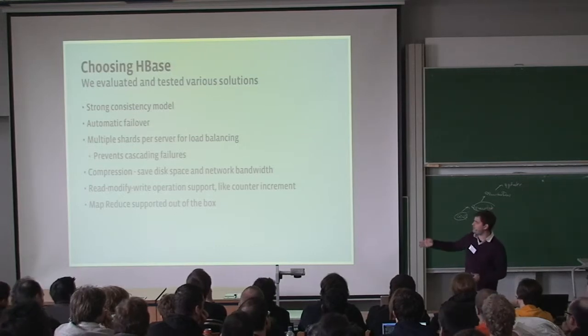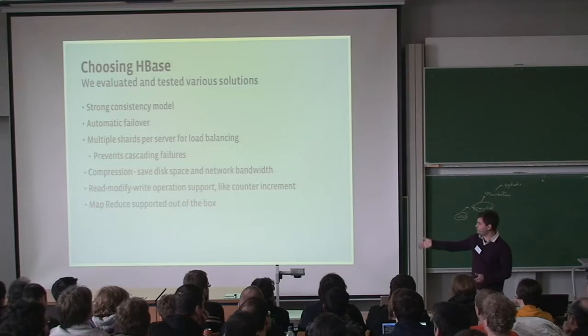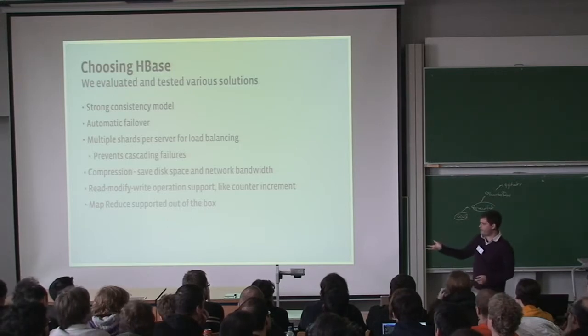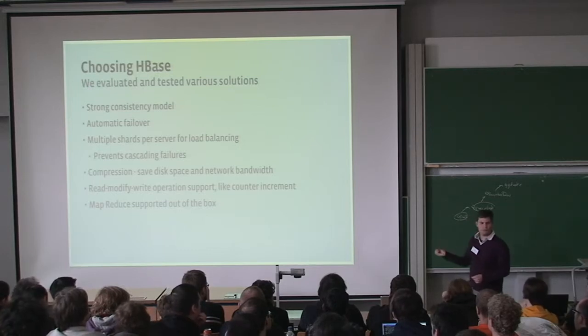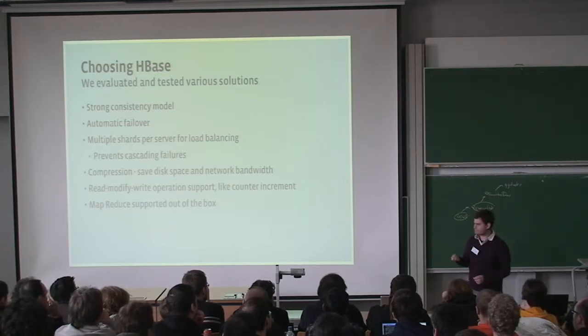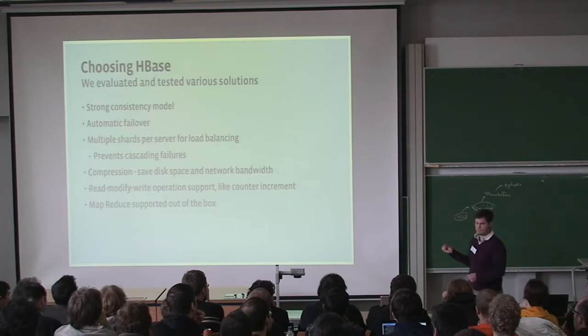So that talks about the automatic failover across the multiple shards, preventing cascading failures, and how you can balance this stuff. Being able to do compression: we do LZO compression, and we get like a 5-to-1 ratio on the disk, which is really great.